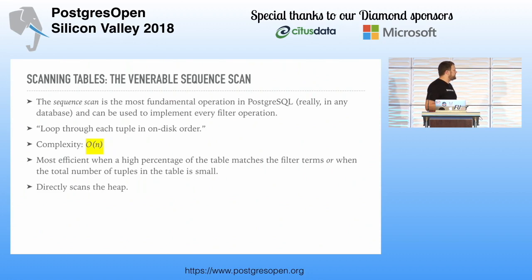Typically, in Postgres, this is going to be in on-disk order. So we just loop through all the pages on the disk and look at every single row in each page. Our complexity here is O of n. If there's 100 rows, we have to look at 100 rows. There's nothing special or magical. It's most efficient when a high percentage of the table matches the filter terms that we've defined, or when the total number of tuples in the table is small. And we directly scan the heap or the on-disk storage of rows.